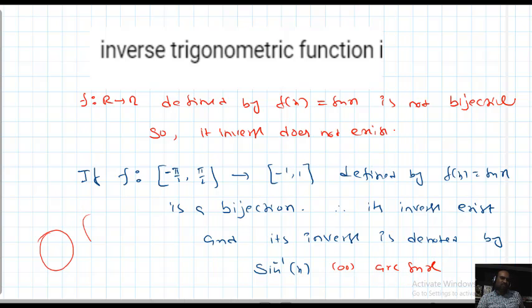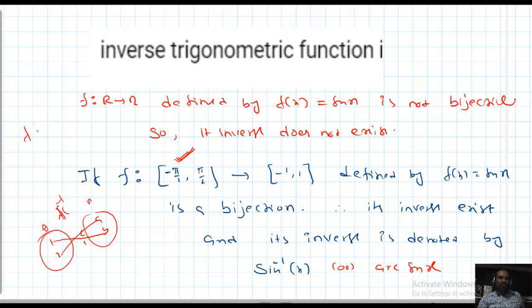Students, listen. f is a function from A to B. What is the domain of the f function? Set A. What is the range? Set B. If the inverse function f inverse is from B to A, what is the domain? B. What is the range? A. What happened? The domain of f becomes the range of f inverse. The range of f becomes the domain of f inverse.